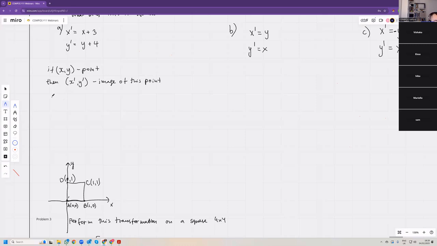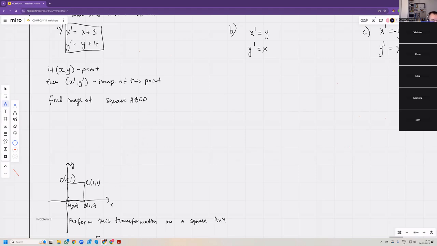So find the image of square ABCD using the rule. So we have this rule: x dash is x plus 3 and y dash is y plus 4. It's quite self-explanatory. So basically add 3 to every x and add 4 to every y.